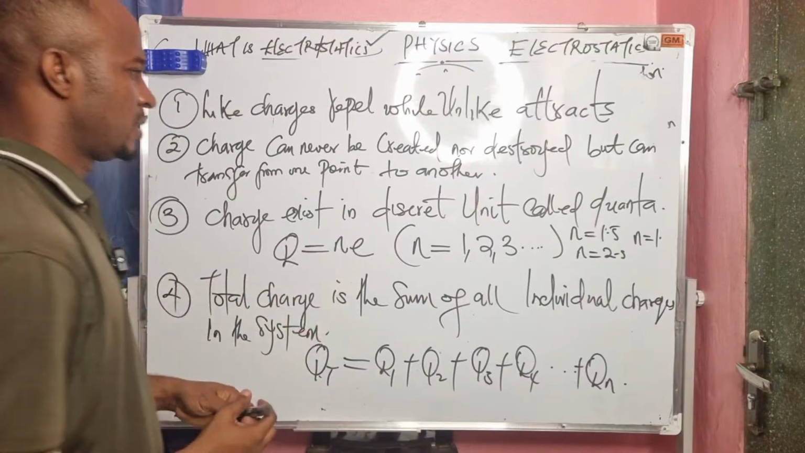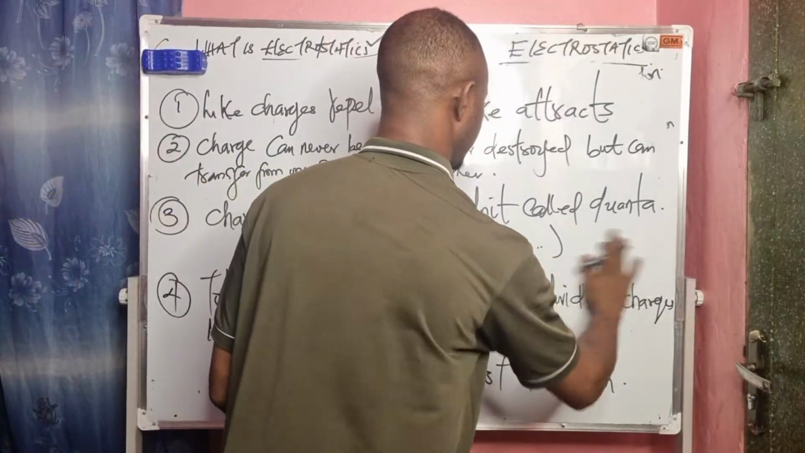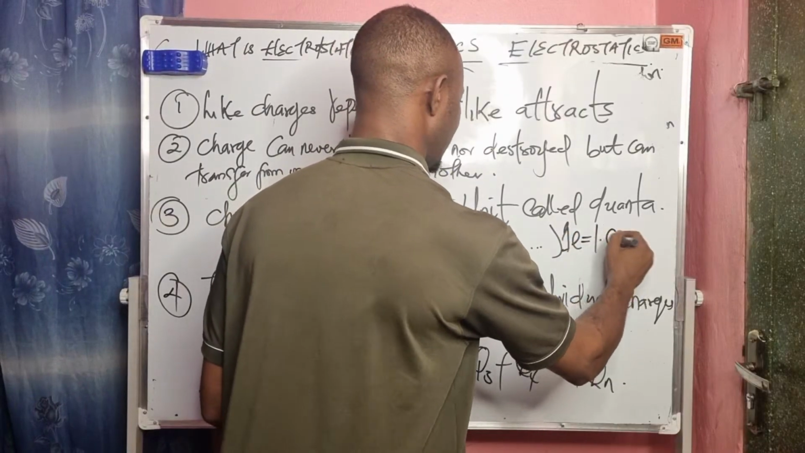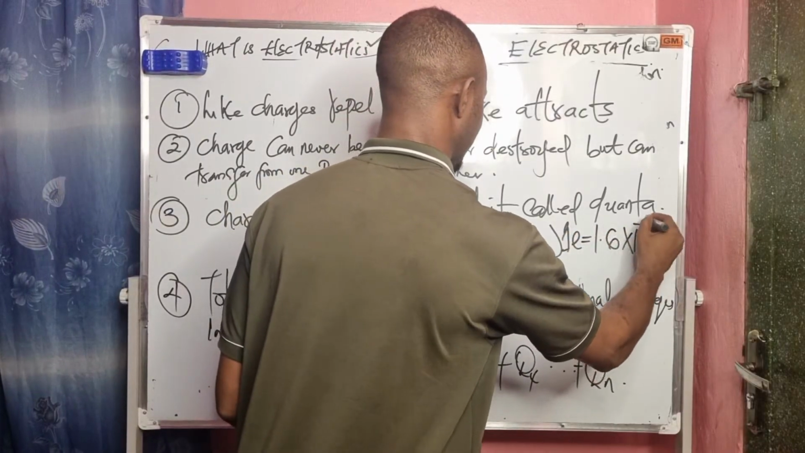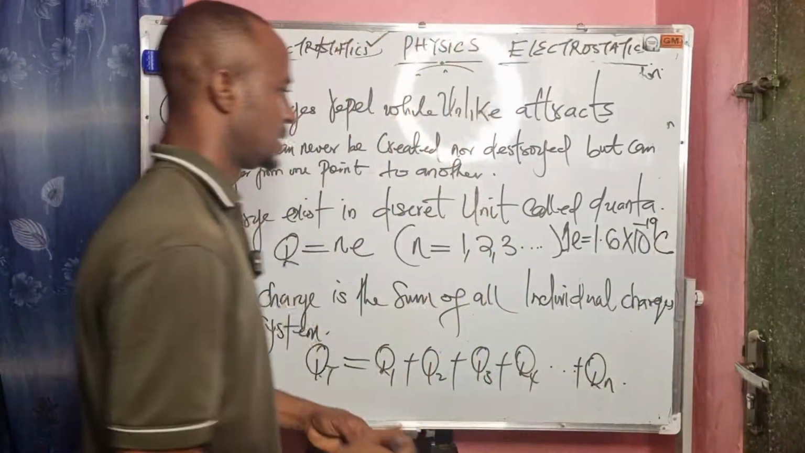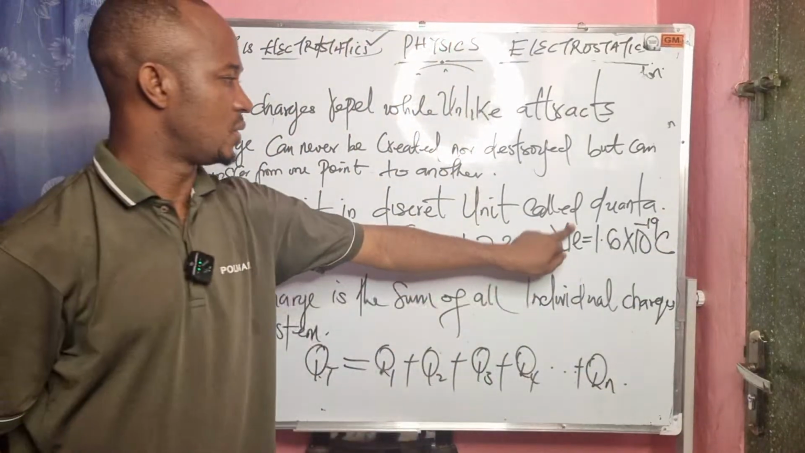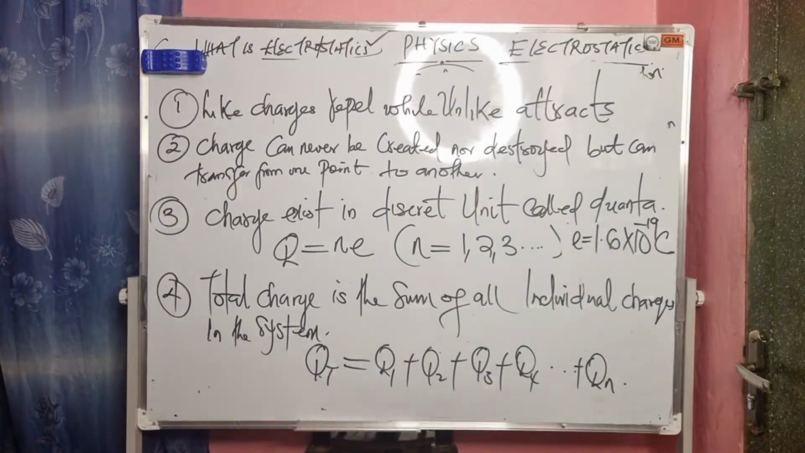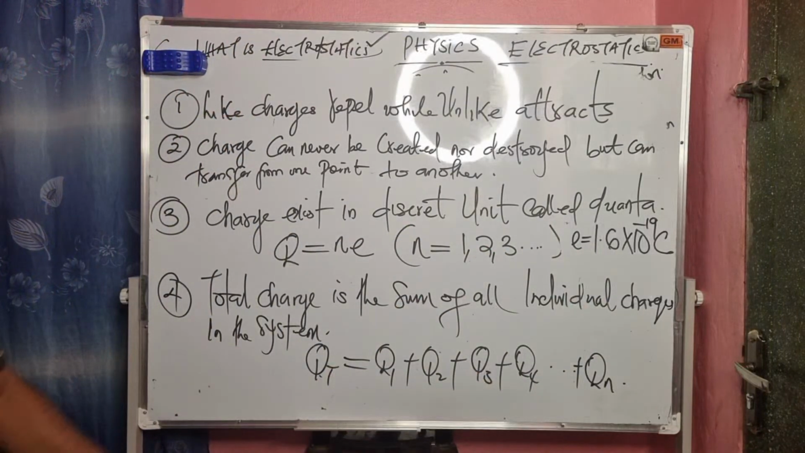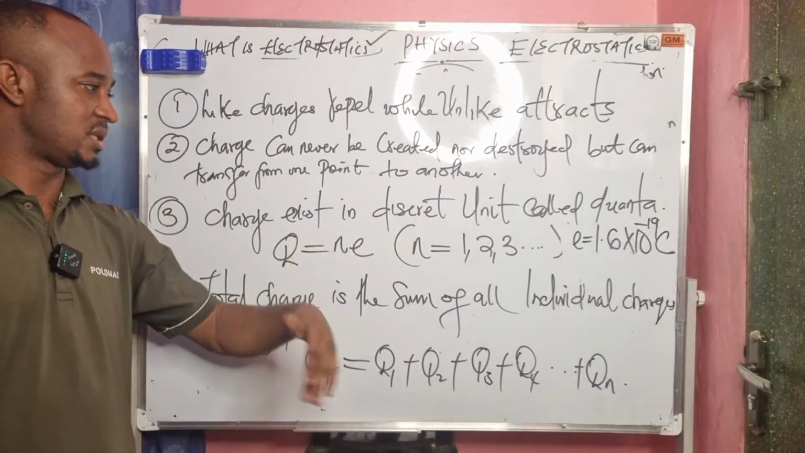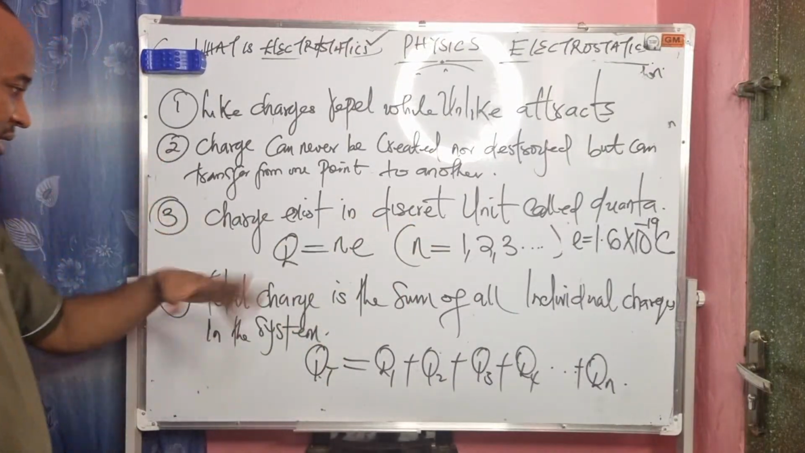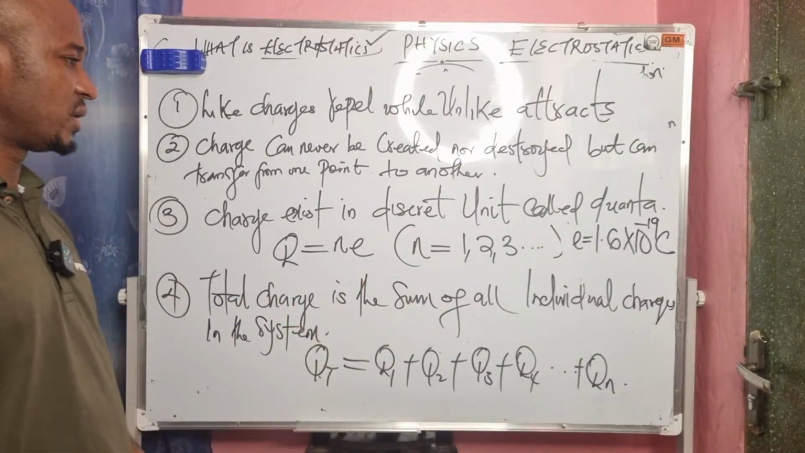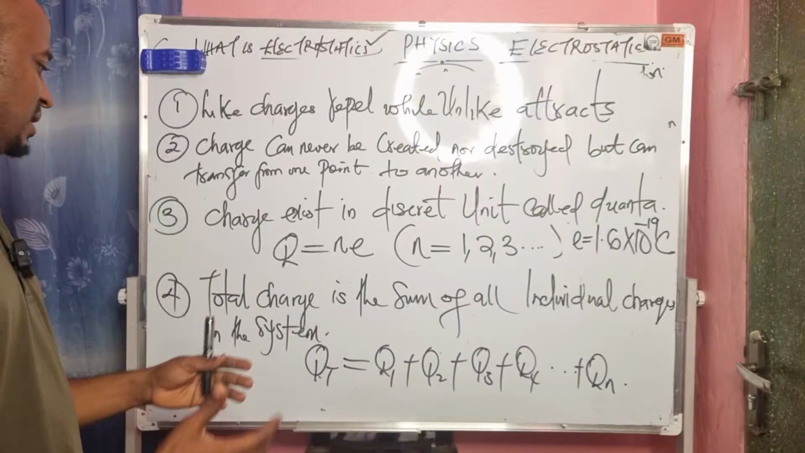Where E represents the charge of 1 electron, which is 1.6 times 10 to the power of minus 19 Coulomb. So we can have 2E, 3E, 4E, as the case may be. The total charge is the sum of all individual charges in the system.